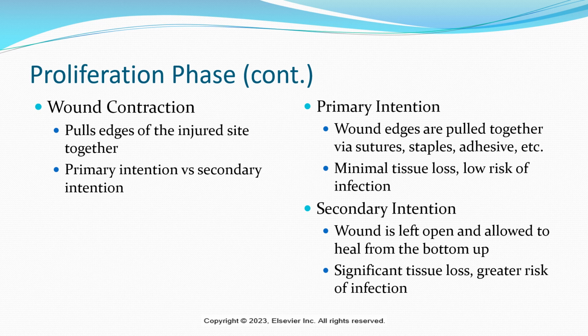So the next process that we're going to talk about here is wound contraction. Basically, the edges of the wound are pulled together to reduce the size of the injury, and specialized cells called myofibroblasts are responsible for this contraction. One of the key benefits, obviously, is that the process minimizes the area that needs to heal, which will speed up wound healing or recovery time.